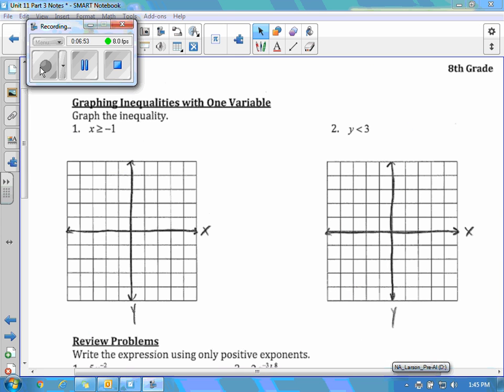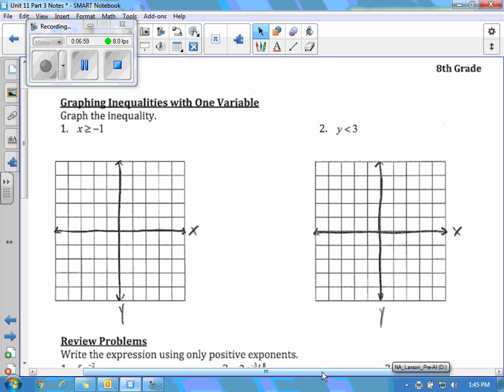Last thing we're going to cover in this part are special graphs, which are x equals and y equals graphs. So for the first one, we have x is less than or equal to negative 1. So that means on the x-axis, I'm going to go over to negative 1, which is right here. And remember that when we have an x equals graph, that means that it's going to be a vertical line.